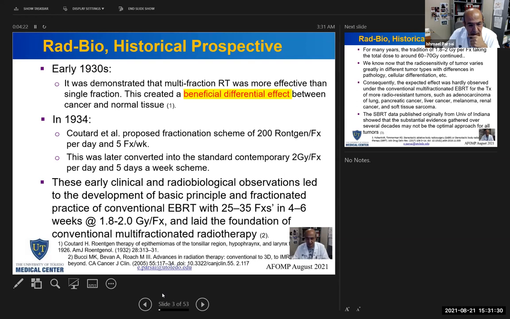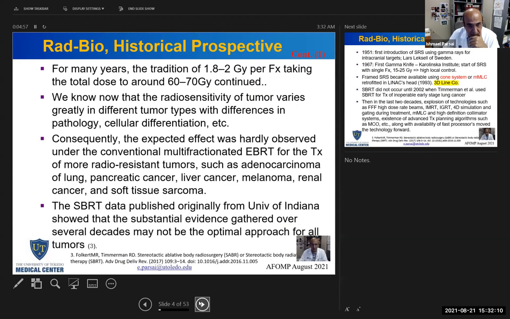So these early clinical and radiobiological observations led to the development of the basic principle and fractionated practice of conventional external beam radiotherapy, which has lasted until today, where we treat patients with 25 to 30 fractions in 4 to 6 weeks, and typical dose fractionation is 1.8 to 2 gray per fraction. Those folks laid the foundation of conventional multi-fractionated radiotherapy.